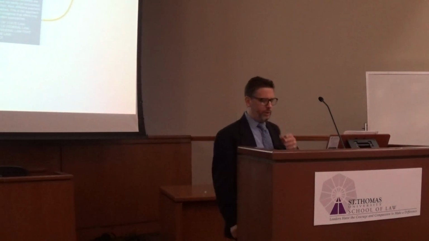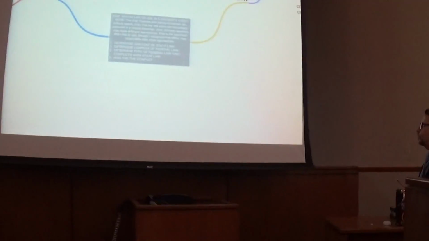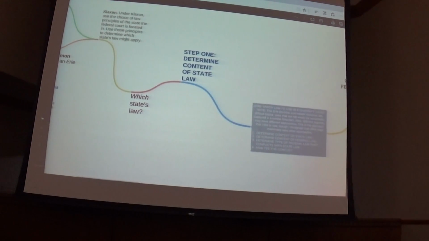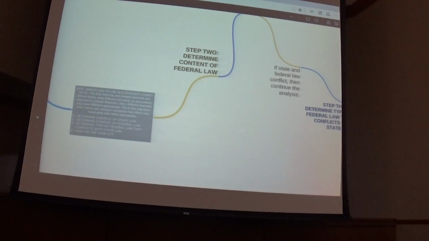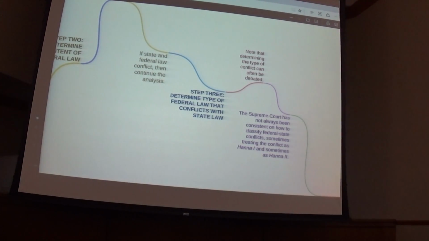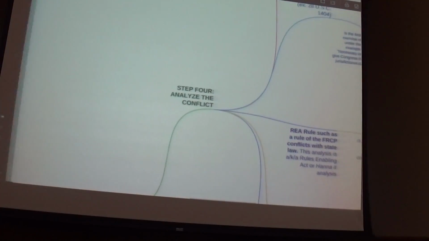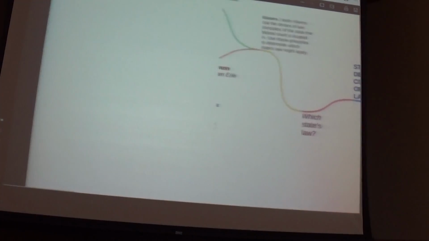Now we go to the coggle with 4 questions. You're in a diversity case, which law do you use? You ask 4 questions. Step 1, determine the content of the state law. Step 2, determine the content of the federal law. Step 3, determine the type of federal law that's conflicting with state law. And then finally, way over here, analyze the conflict. Let's talk about these 4 steps one by one.